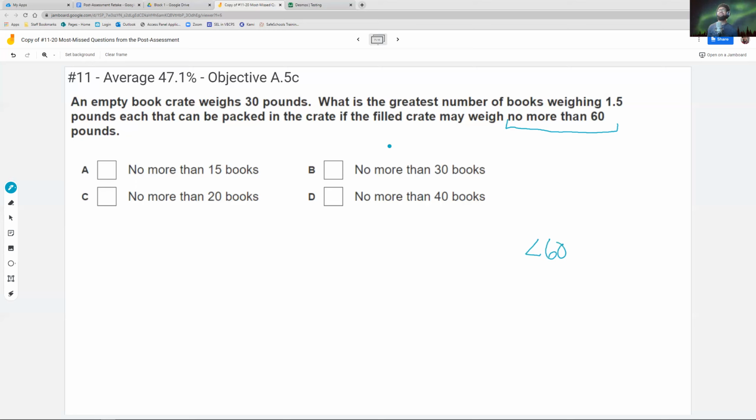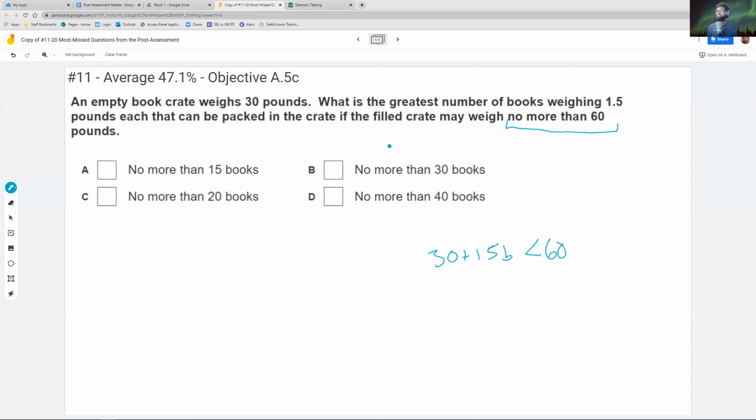We know it starts off weighing 30 pounds. We can't change that at all. 30 pounds. But it will also weigh 1.5 pounds for every book I put in it. Let's do b for book. For every book I put in it. Now that I've set this inequality up, I can go ahead and solve it.